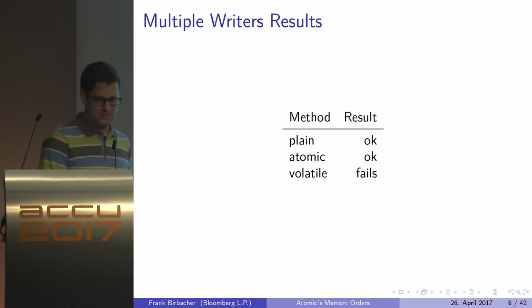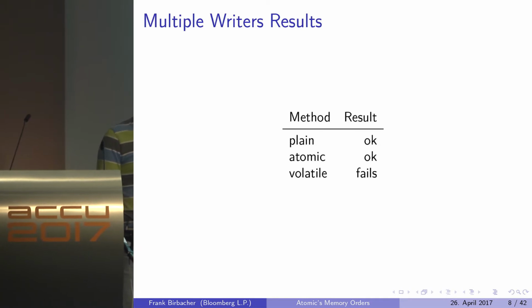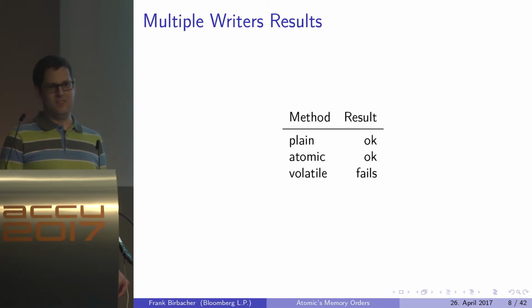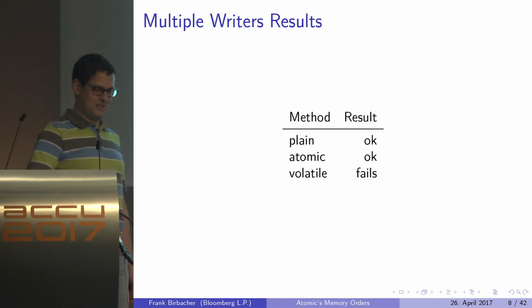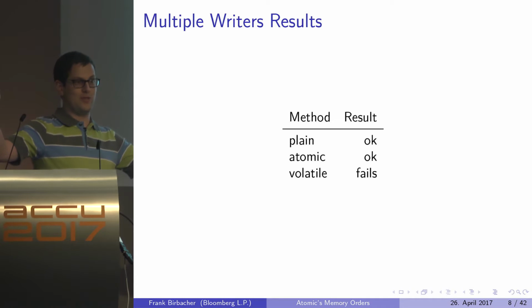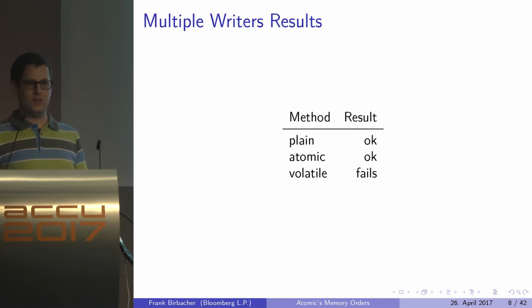So what's wrong? It works with plain, works with atomic, but not with volatile. It was a trick question, right? Why does it work with plain? Yeah, there's no code generated because the compiler can see adding 1,000,000, subtracting 1,000,000, no code generated, works all the time. It's really fast. So atomic works, yes. Volatile works, no.